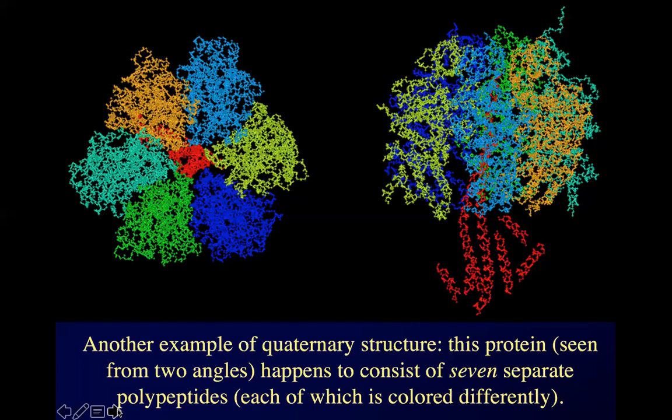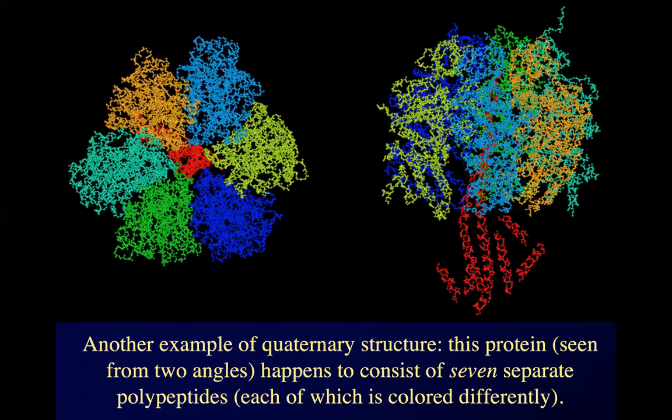And then the seventh polypeptide is coded in red, and you can see that makes kind of a central stalk, a little bit like the stem of a mushroom. So each one of those different colored squiggles represents a chain of amino acids that has had to be assembled in a particular order.